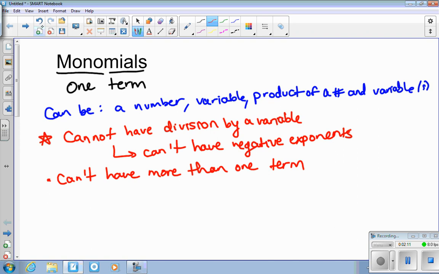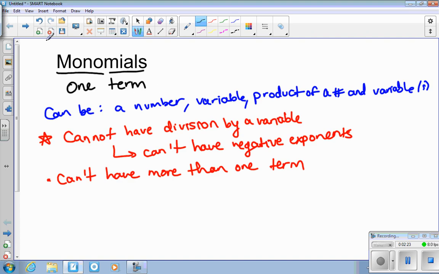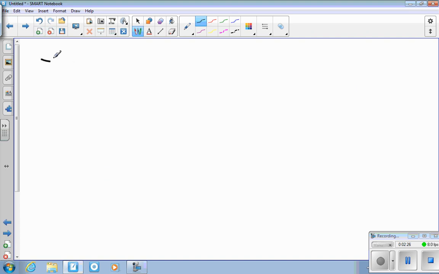So I'm going to show you a bunch of examples. Negative x plus 5 is not a monomial. Oops, and I did not mean to do this on this page. We're going to go back, add a new page. Negative x plus 5, not a monomial, because it has two terms. They're being added together. Here's one term, two terms. So this is actually a binomial.